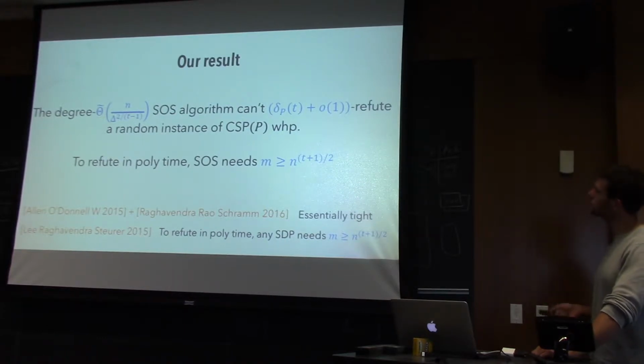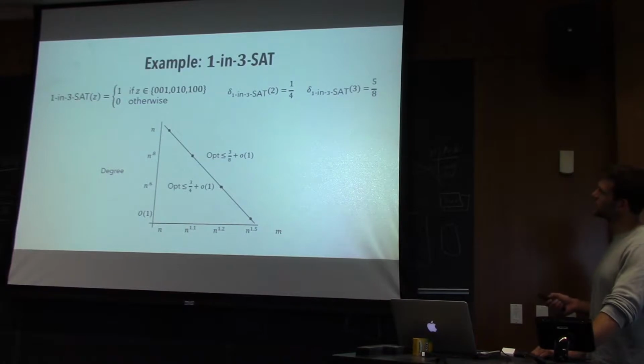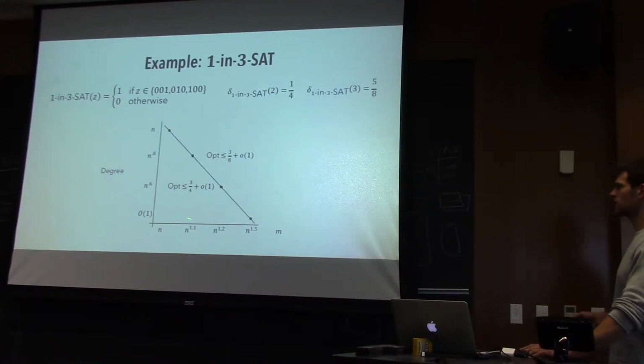So let's look at some pictures and examples. Back to 1-in-3 SAT. We talked about this before, and you can plot what happens if you look at degree and number of constraints. As the number of constraints gets bigger, it gets easier. As degree gets bigger, you have a more powerful algorithm. So if you have few constraints, you need high degree. If you have low degree, you need more constraints, and you have this nice trade-off.